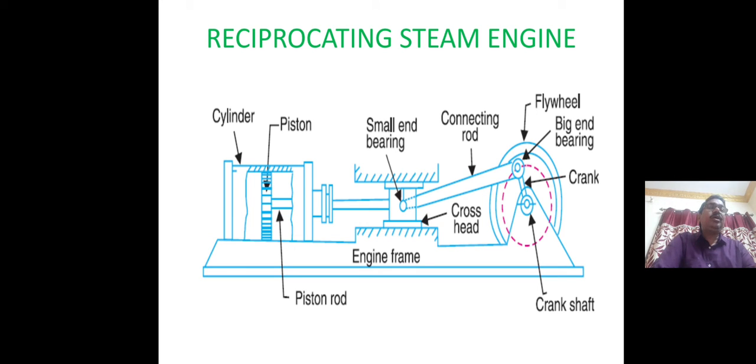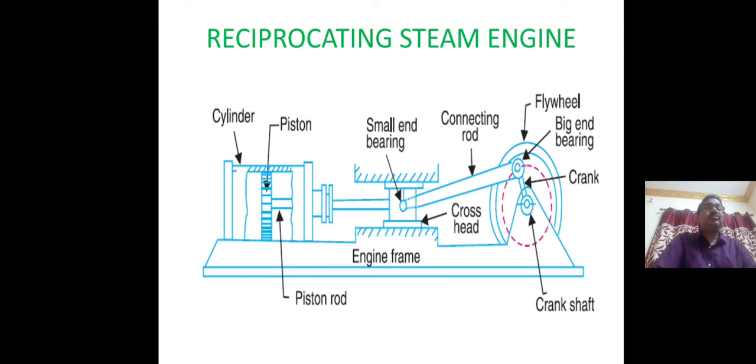Similarly, the small end bearing, big end bearing and connecting rod are considered as a second link. The third link is the crank, crankshaft and flywheel. These are considered as one link because there is no relative motion between these parts. Similarly, the cylinder and engine frame are considered as one link because there is no relative motion between them, so this can be considered a fixed link. So in total, 4 elements or 4 links are there in the reciprocating mechanism.